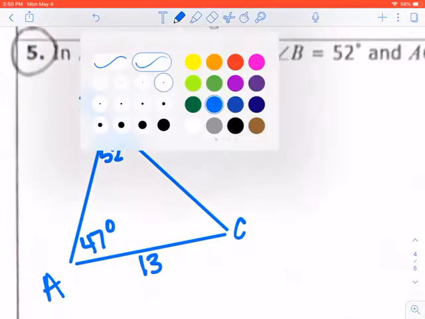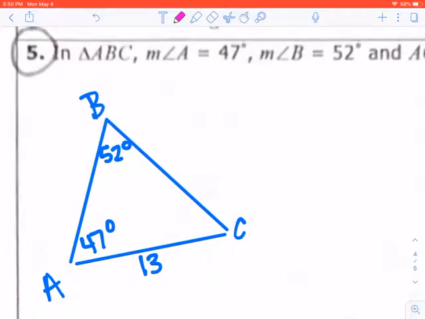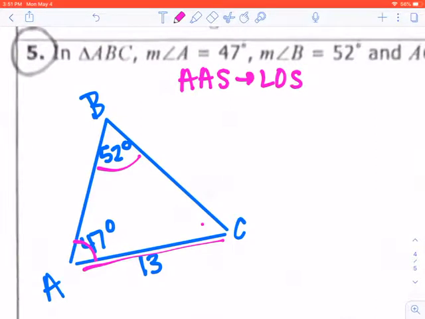From what I see here, I can find this third angle very easily. 180 degrees in a triangle. And then everything else I see, I have angle, angle, and a side. Angle, angle, side is a law of sines. So after I find angle C, I'll do a law of sines because that's the information that is given to me. All right, let's start.